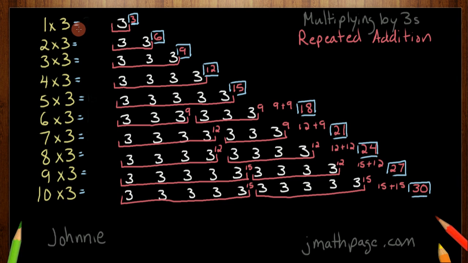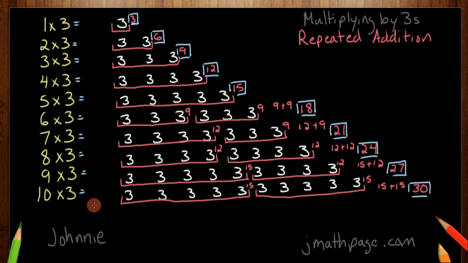1 times 3 equals what? 2 times 3 equals. 3 times 3 equals. 4 times 3 equals. 5 times 3 equals. 6 times 3 equals. 7 times 3 equals. 8 times 3 equals. 9 times 3 equals. 10 times 3 equals. Well, that was pretty easy.